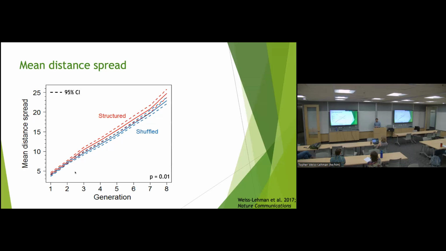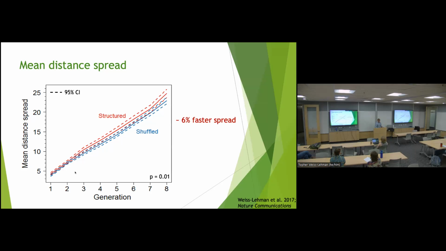But when we look at mean distance spread through time, we can see there is a significant effect where these structured landscapes, where they're allowed to evolve, do spread a little bit faster on average. But interestingly, it's a relatively small effect. This only led to about 6% faster spread in these structured treatments.